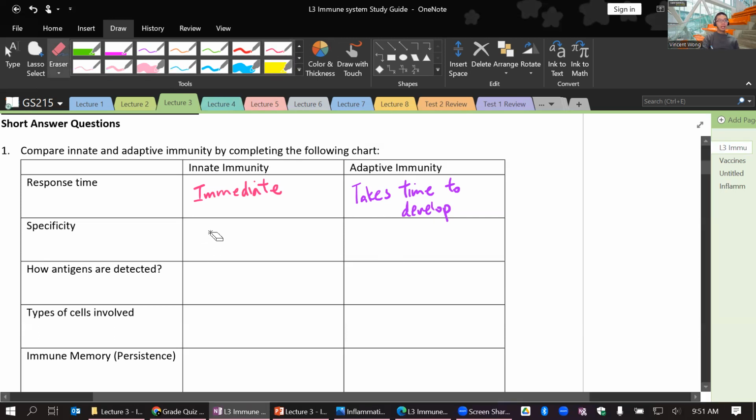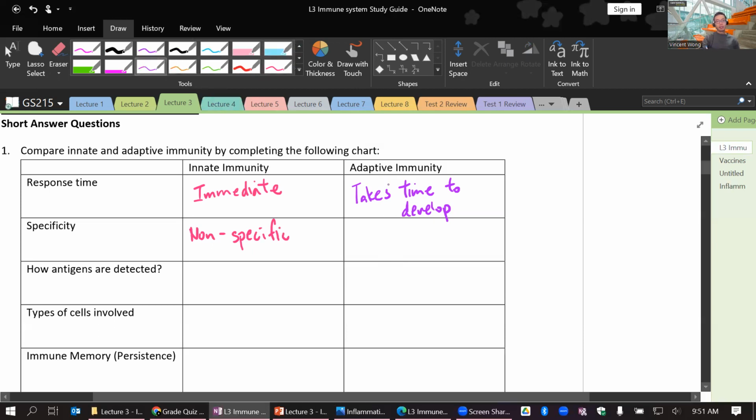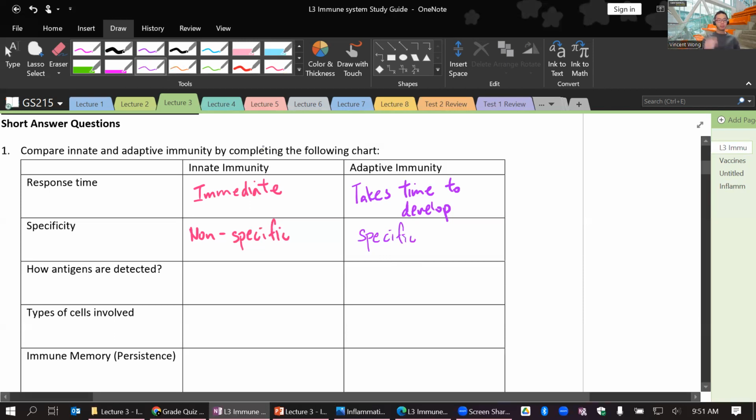Specificity. Innate immunity is non-specific. Again, what that means is it's not designed to fight off a specific type of infection, right? It's a broad strategy. Whereas adaptive immunity is specific. The adaptive immunity that your body creates to fight off chickenpox is only good for chickenpox. It will not work for influenza, for example.